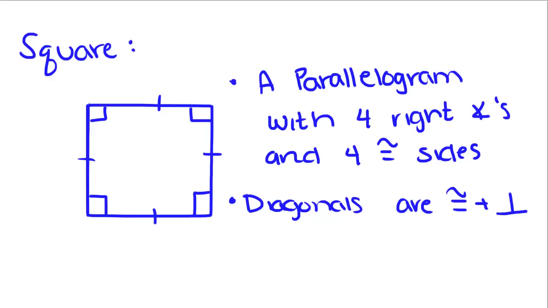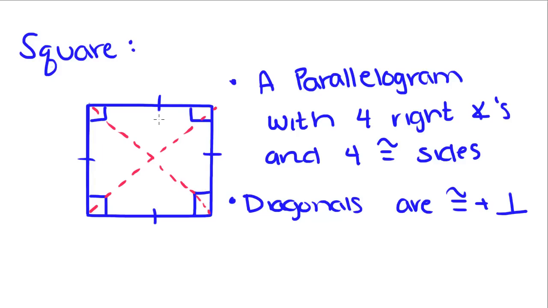So last we have a square. And a square is a parallelogram with 4 right angles and 4 congruent sides. So basically, a square is a combination of a rectangle and a rhombus. So because it's a combination of a rectangle and a rhombus, everything that's true for a rectangle and true for a rhombus is true for a square.